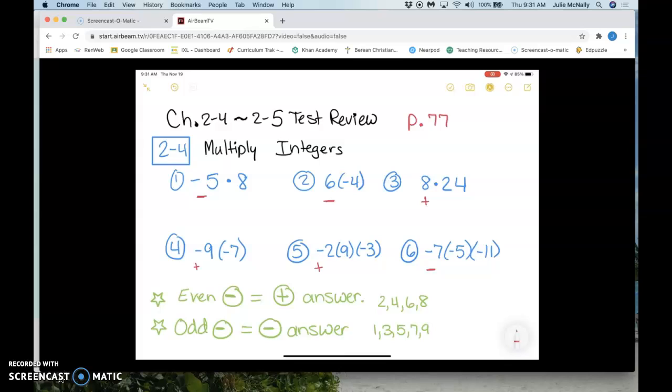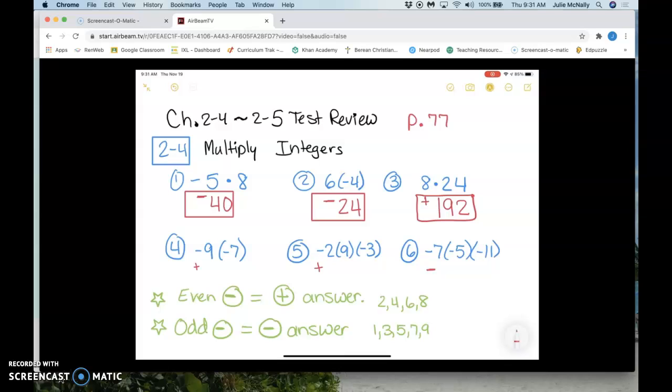So 5 times 8. 40. Negative 40. 6 times 4. Negative 24. 8 times 24. 192. It does equal 60. And remember, you don't have to have the plus sign or the positive sign, but it's not wrong if you have it. It's just there to remind me that I have a positive answer.